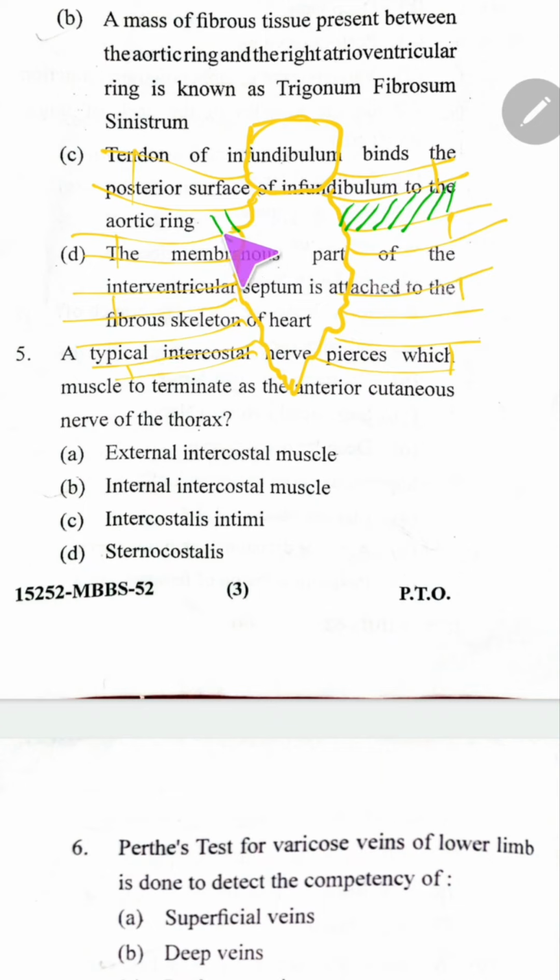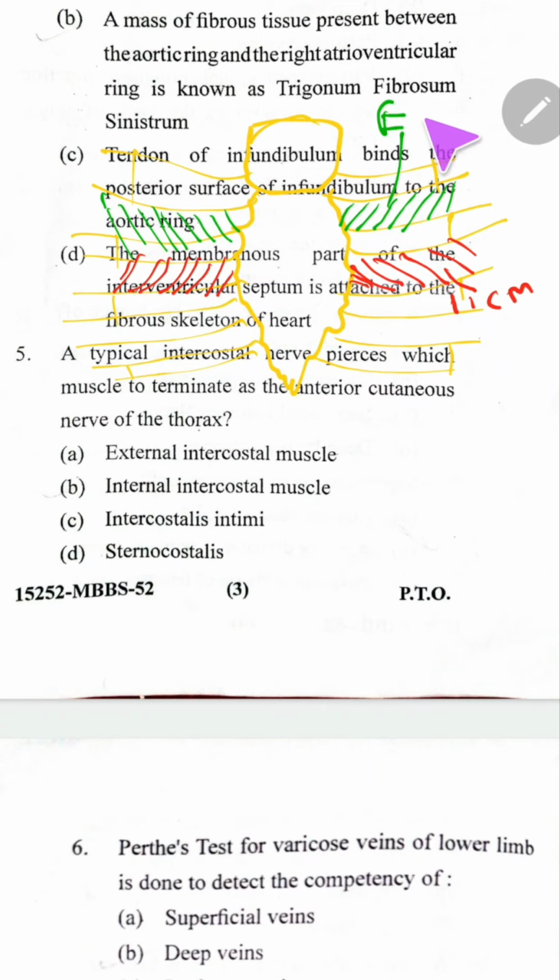This is external intercostal membrane. Remember, external intercostalis is not present in the interchondral portion anteriorly, and deeper to that will be in this direction, and that is the internal intercostalis muscle. So internal intercostalis muscle will be seen like this. This is internal intercostal muscle, and this one is external intercostal membrane, right? This is not a muscle, this is a membrane.